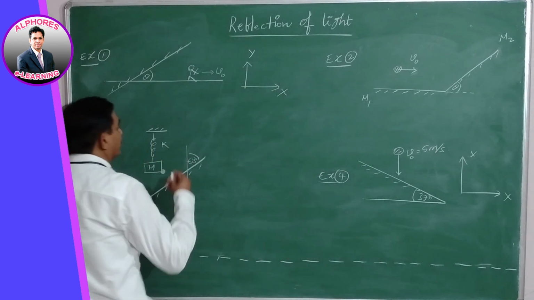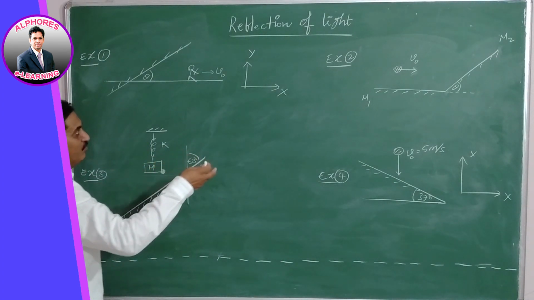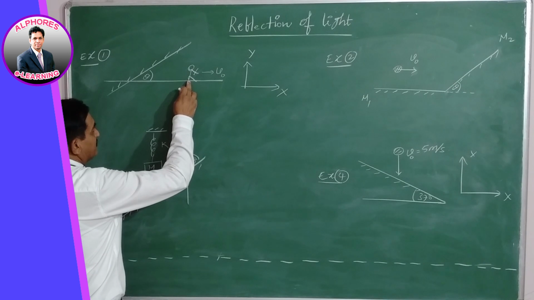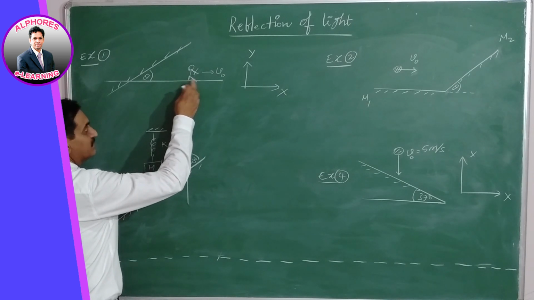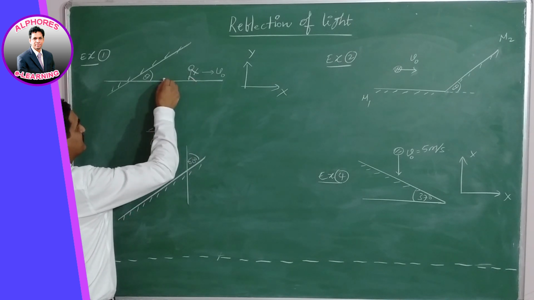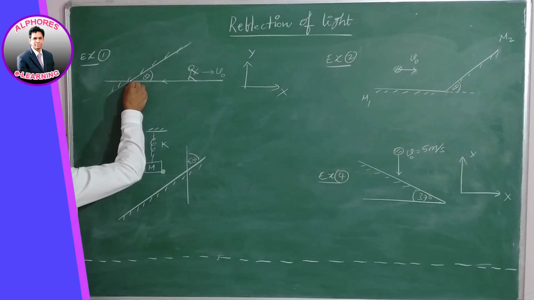Let us see, it's very simple. As we discussed, the person is taken to be the object. The light coming from this object is incident on the plane mirror and undergoes reflection.